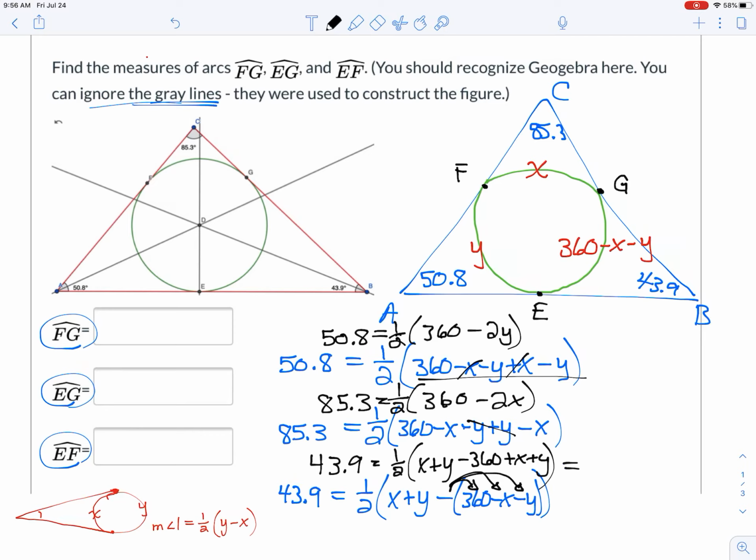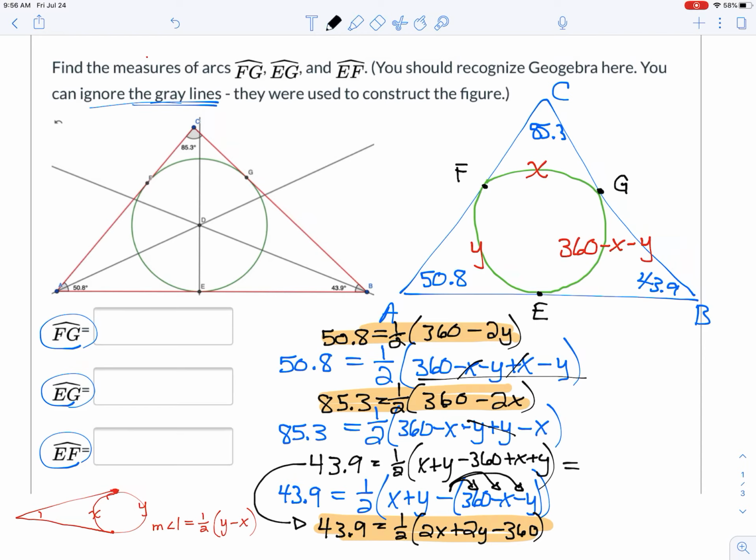Now this third one can be cleaned up a little bit more. Let's see. I will do that down here and say 43.9 is 1/2. Let's see, I've got an x plus y and then another x plus y. So it's 2x plus 2y minus 360. Okay. Now, I'm going to highlight what we have so far. And you can go from there, but I'm going to show you another.